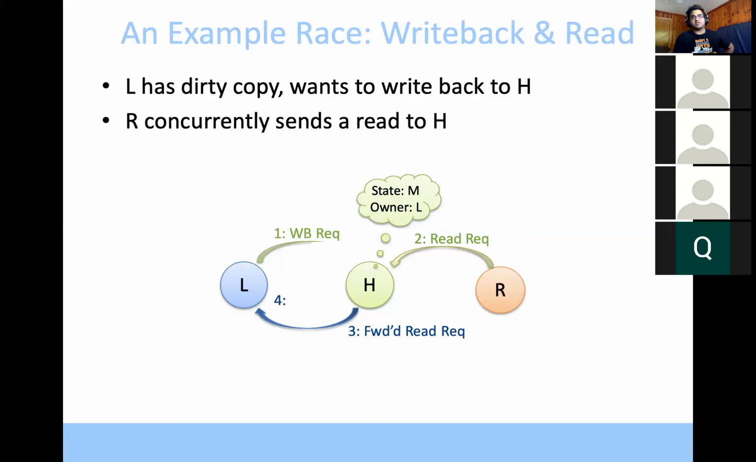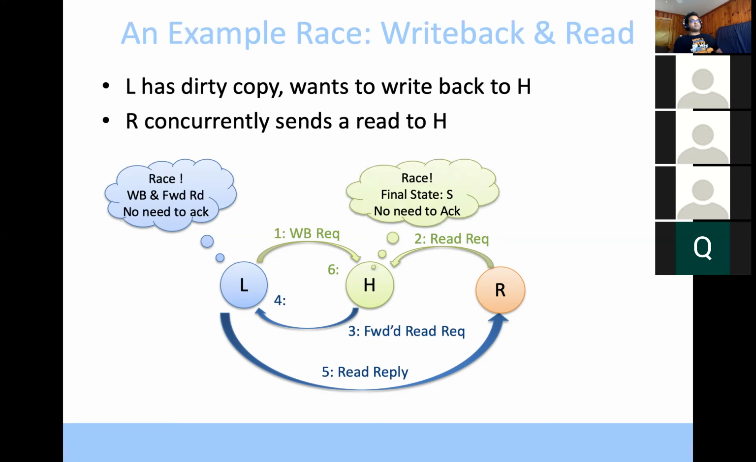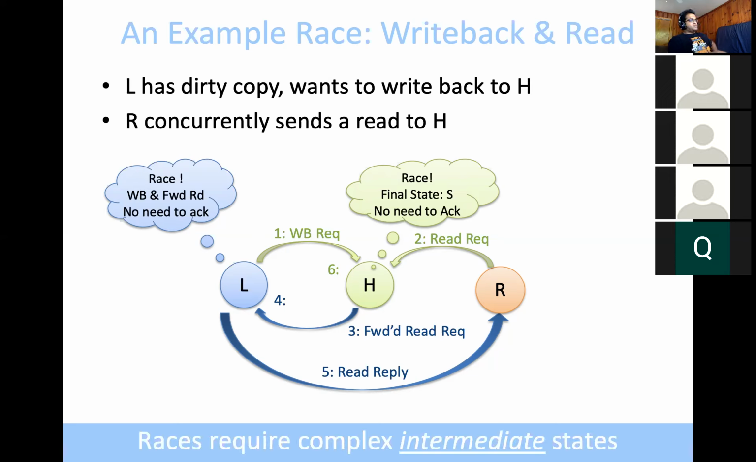But then L thinks, hey, I've written that back and I don't have any data. It says, oh, write back and forward read, so no need to ACK. So it sends some value back, but this was all happening, the read request transactions were all happening before the write back request had reached H. And so finally, when the write back request reaches H, you now have this issue where you're not quite sure what the final state of the system is.